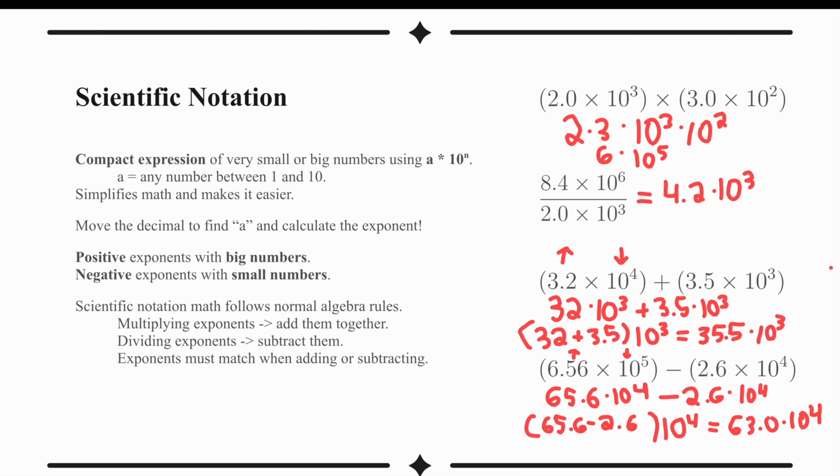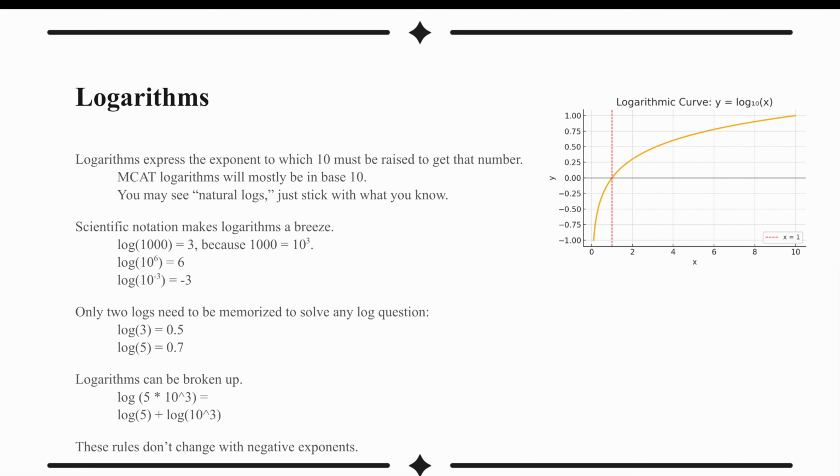For extra practice, feel free to convert 35.5 times 10 to the third and 63.0 times 10 to the fourth into scientific notation. Next up, let's talk about logarithms.